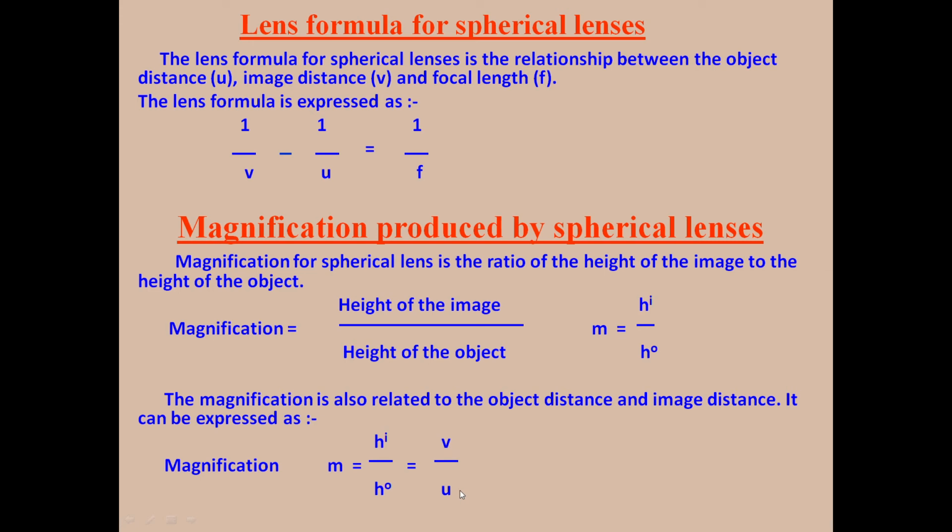So here you are to remember that if we have negative sign in the lens formula, then in magnification with V by U, we will have opposite sign. That sign is plus. So once again I am telling, 1 upon V minus 1 upon U. Here we have negative sign. And with magnification, when magnification is related to V and U, then with V divided by U, we will put the opposite sign, that is plus sign.